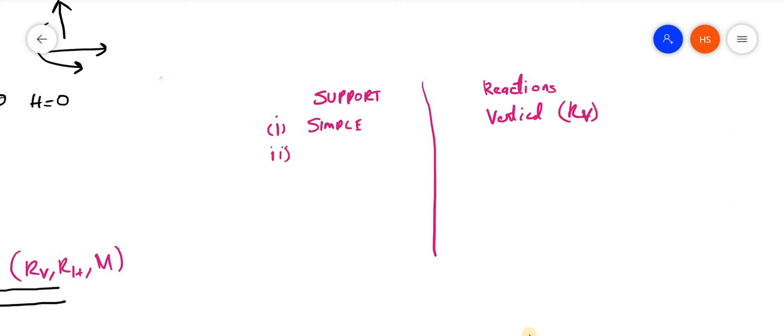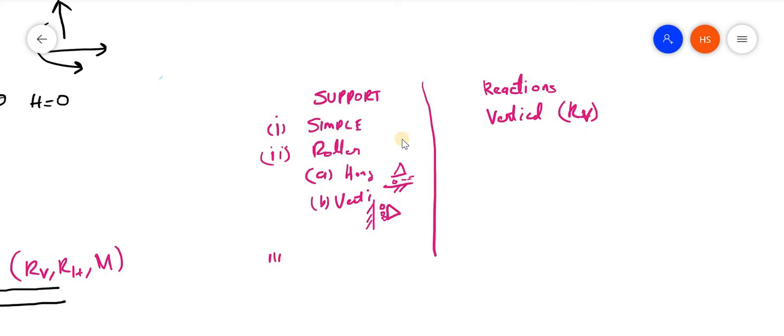Second one, it is a roller. A roller can again be two types, that is a horizontal roller and a vertical roller. In a horizontal roller means it is like this. This is the symbol. Vertical roller means it is like this. Okay, in a horizontal roller, there will be vertical reaction and moment. Here a vertical reaction. Horizontal roller, there will be vertical reaction and moment. The other one will not be there.